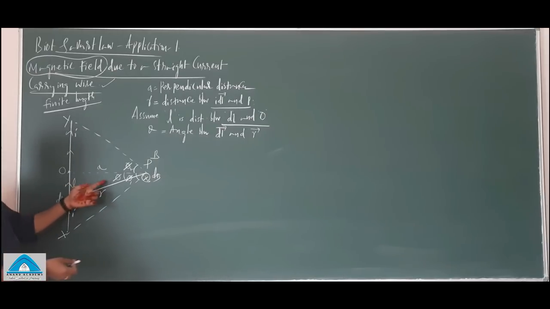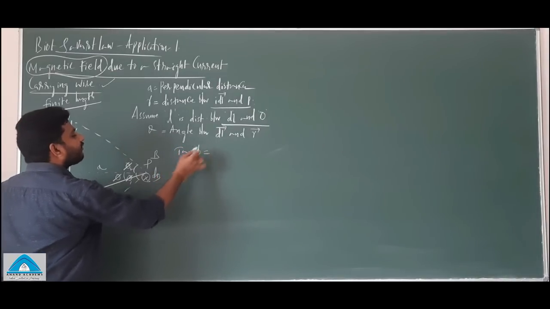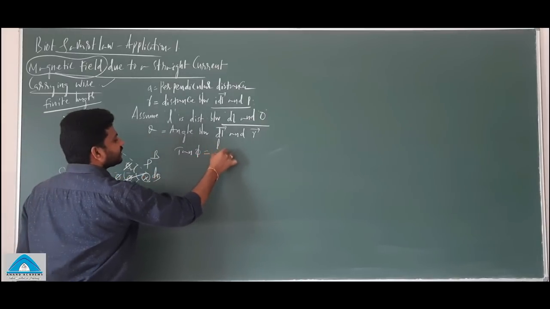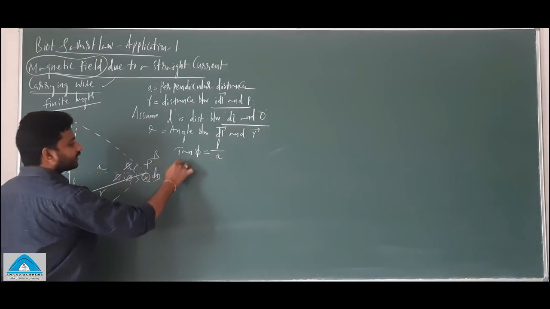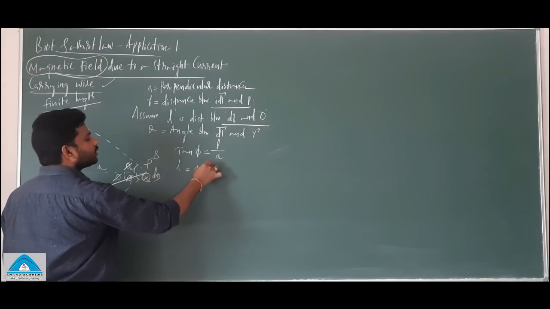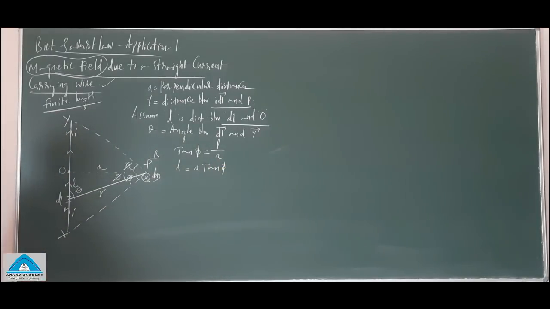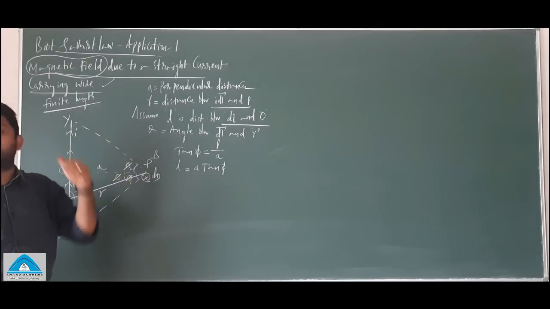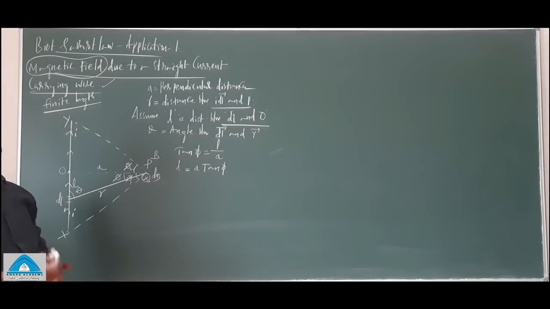Now, you can find tan phi from this triangle, which is equal to opposite side by adjacent side. So I can write this as L by a, and I can also write it as L equals a tan phi. Whether I may or may not use it, I am just writing it from this triangle. This is a very, very important derivation. Biot-Savart law is very important. It is just a statement, and this derivation is also most important.